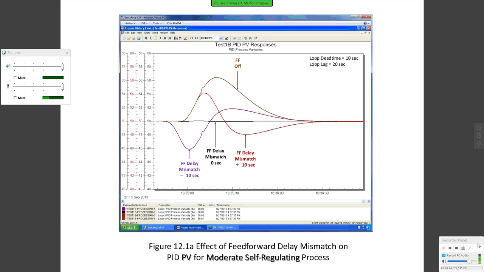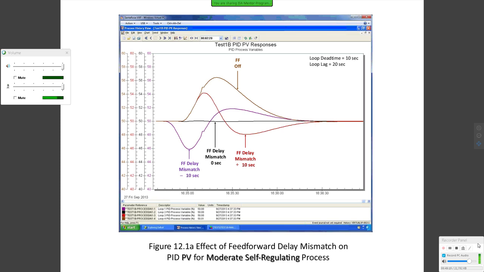In this case, as shown up here in the upper right corner of the trend, the loop dead time is 10 seconds, and the loop lag is 20 seconds. And we see that if the feed forward delay mismatch is minus 10 seconds and it's arriving too soon, we've created inverse response, where the response from the feed forward correction is opposite of the response from the upset, and that's very confusing.